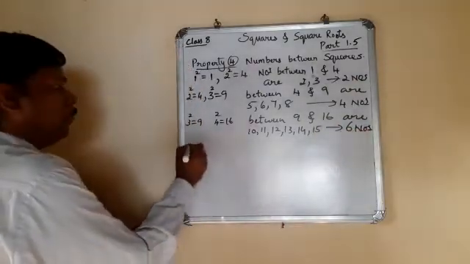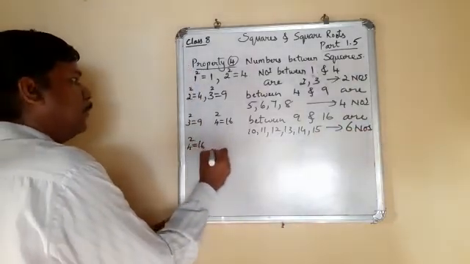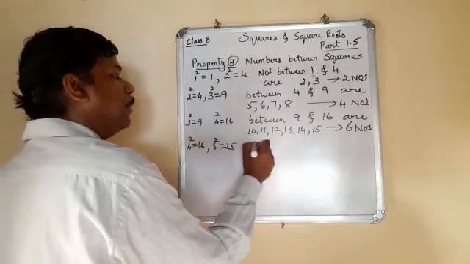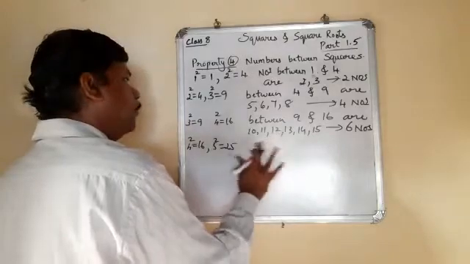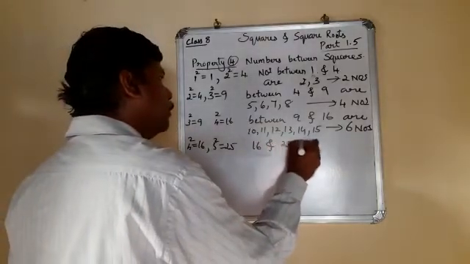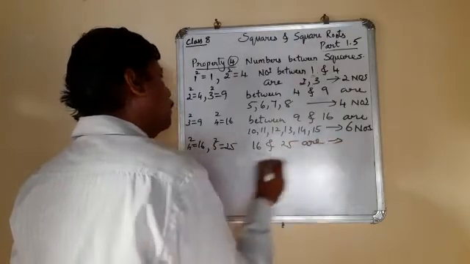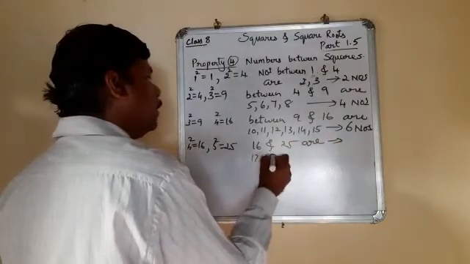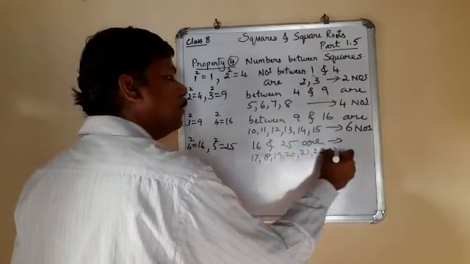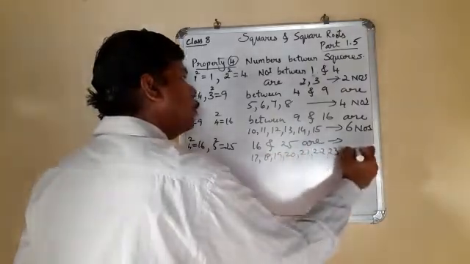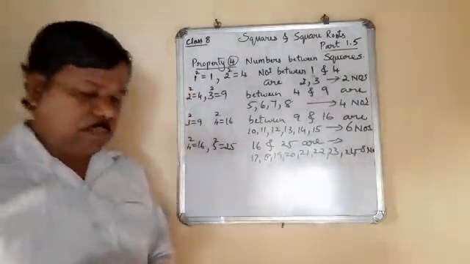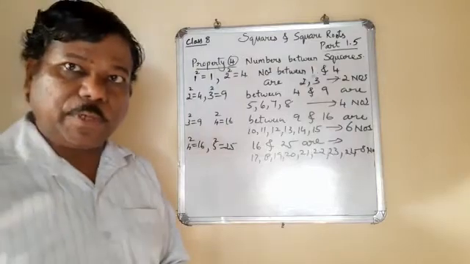Now try with 4 square, which is 16, and 5 square, which is 25. Between them, between 16 and 25 are 17, 18, 19, 20, 21, 22, 23 and 24. A total of 8 numbers. So we can see here a similarity, a pattern developing, right?